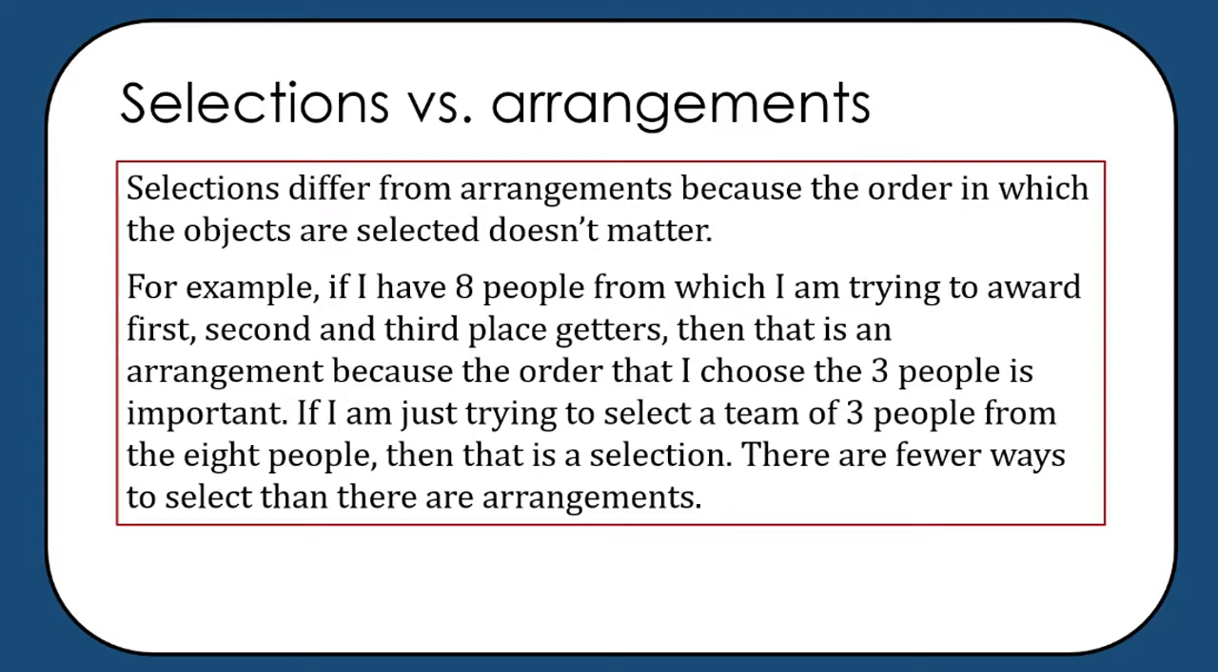For example, if I've got 8 people and I'm trying to award first, second and third place, the order that I choose those 3 people is important. Whereas if I just want to choose a group of 3 people from 8 people, it doesn't matter what order I pick them in, I'm going to end up with the same combination of people regardless. So it's about whether or not order is important, and that's what you need to identify from the question.